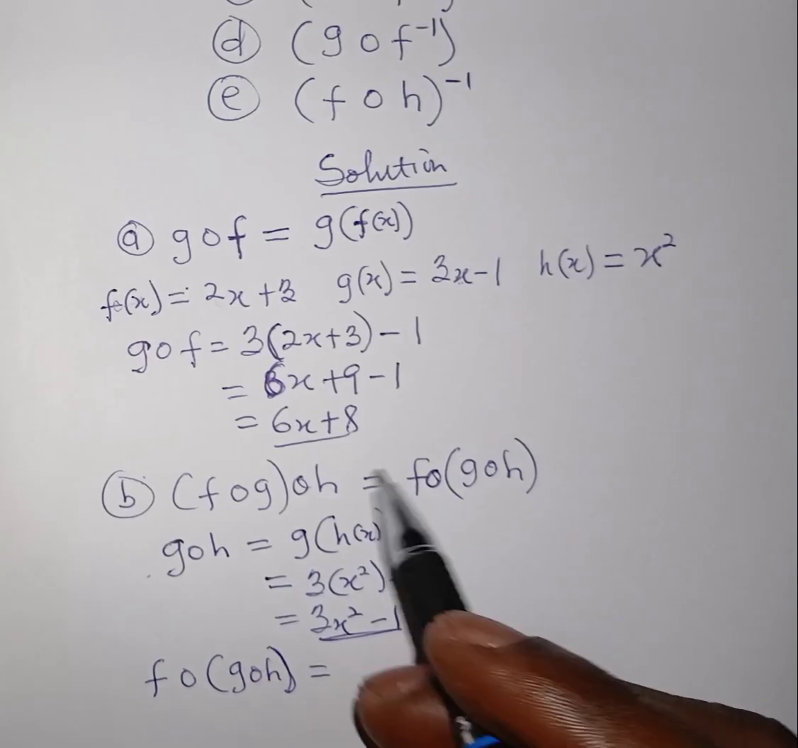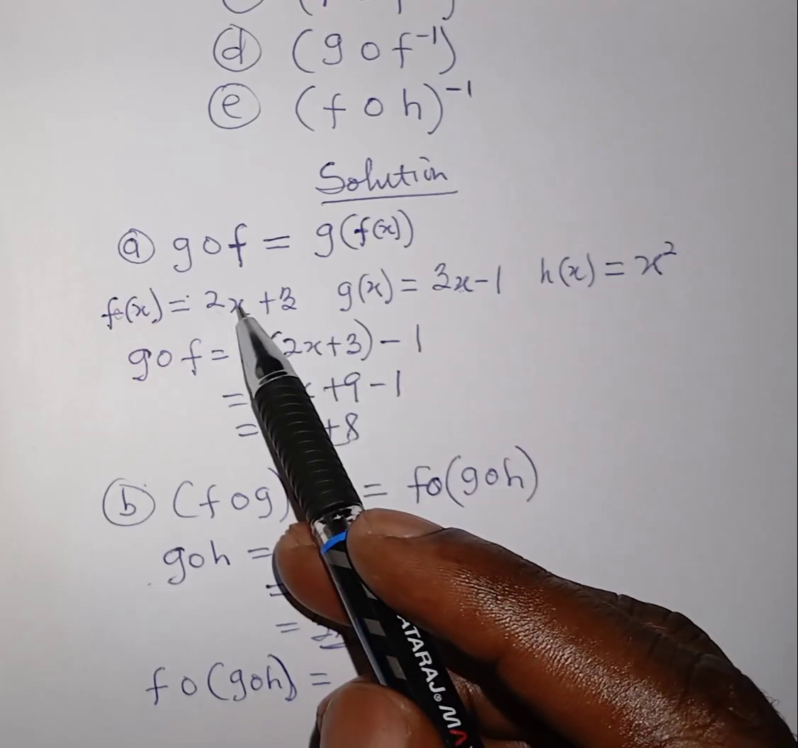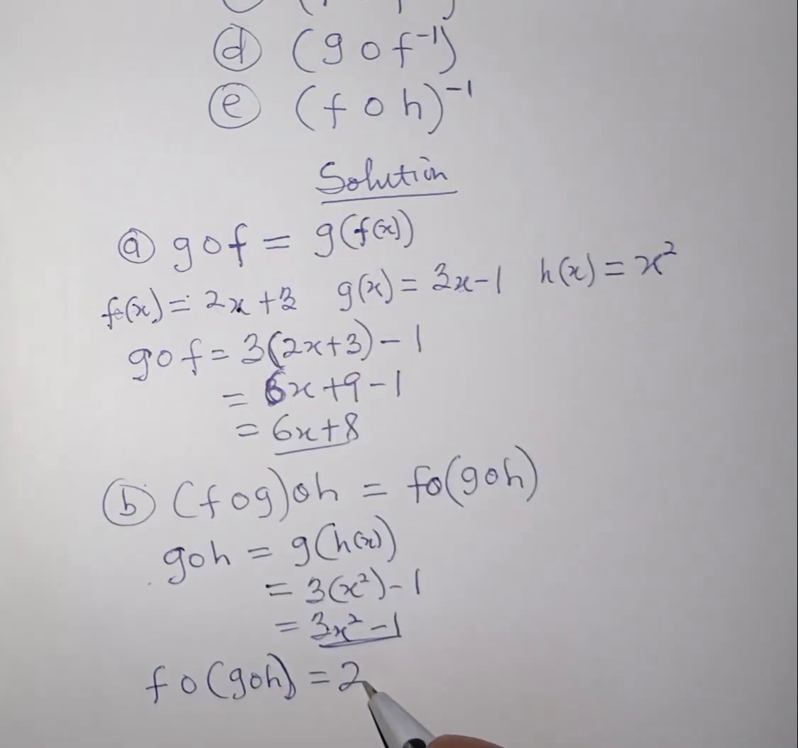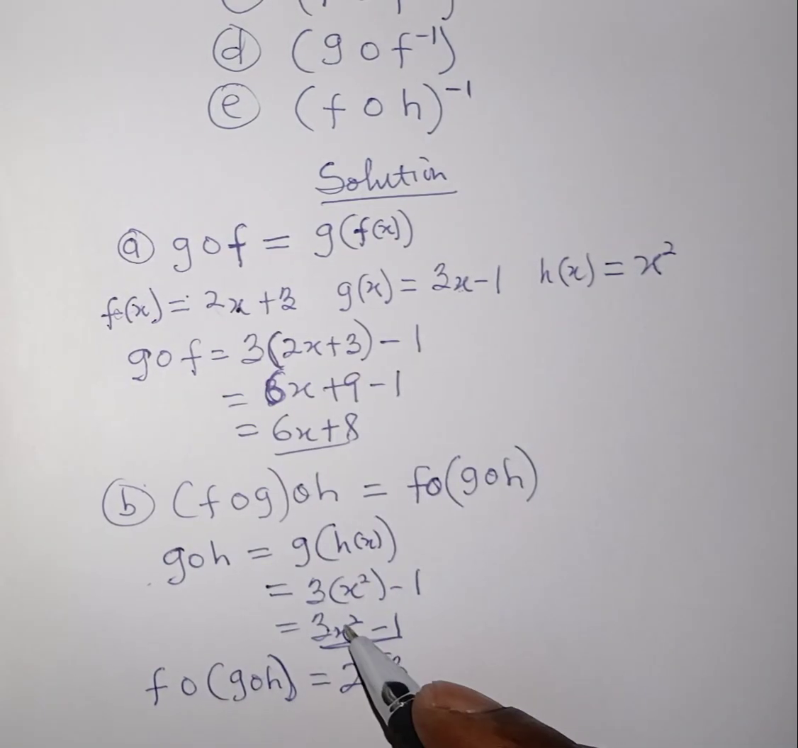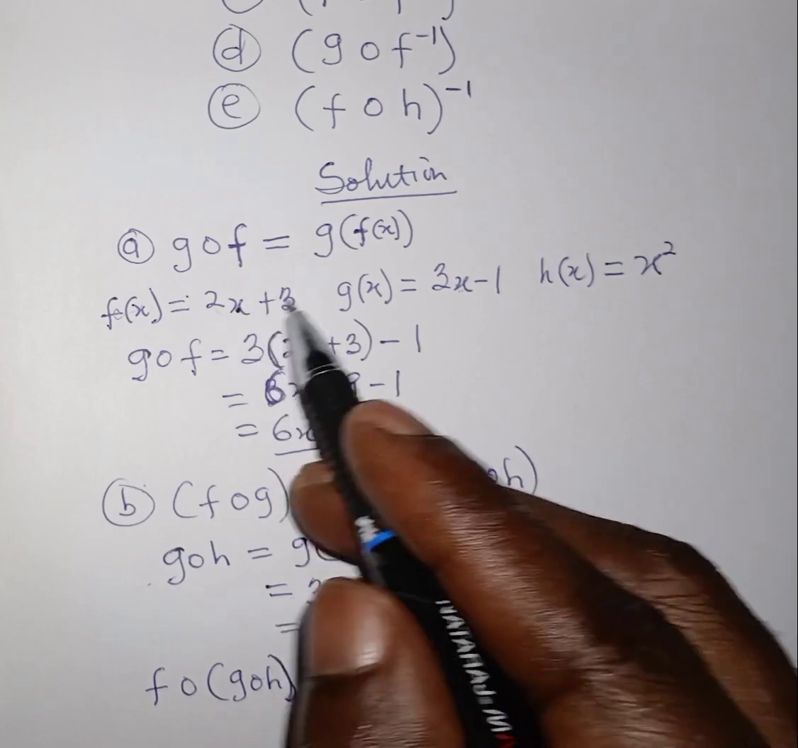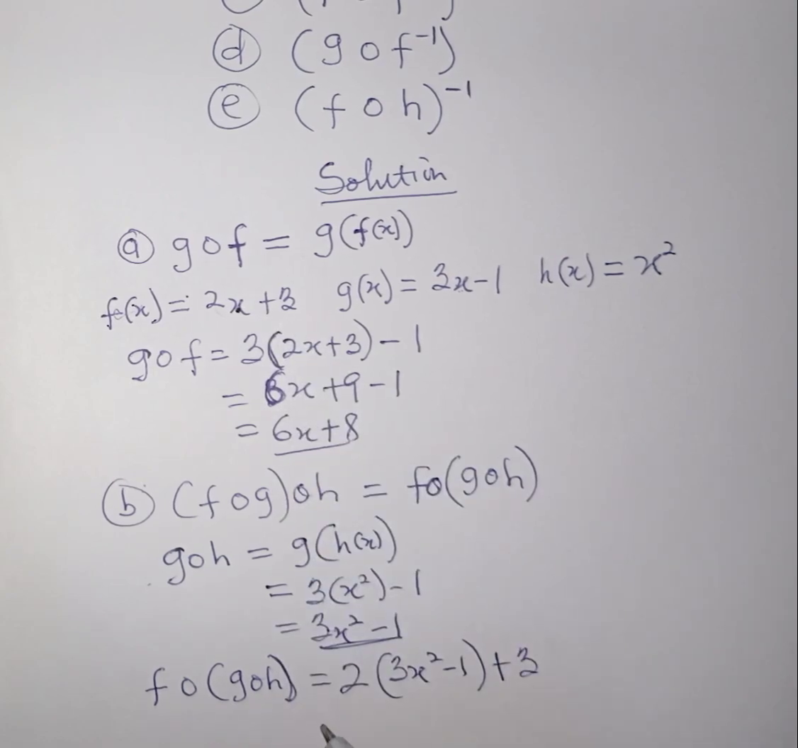is then given as, whatever I see x in f, I'm going to put everything here. If that's the case, then I'll have my 2 out, I open bracket and write everything here. Then plus my 3. Let me open bracket. 2 times 3x squared gives me 6x squared. 2 times -1 gives me -2 plus 3. Okay, good. Then my final answer becomes 6x squared plus 1.